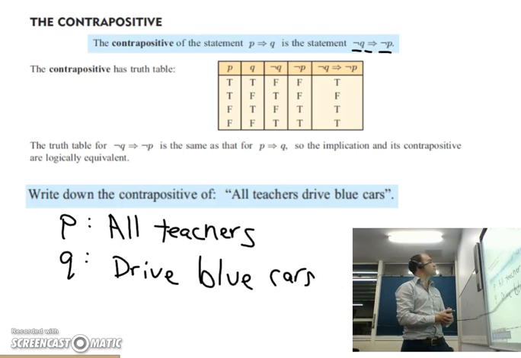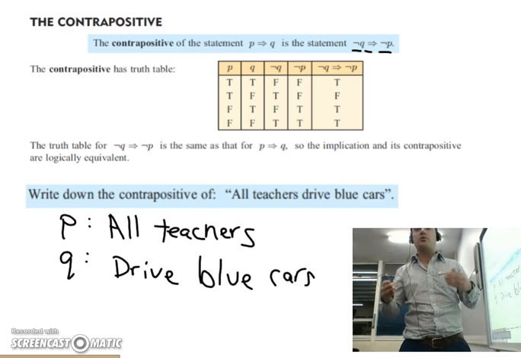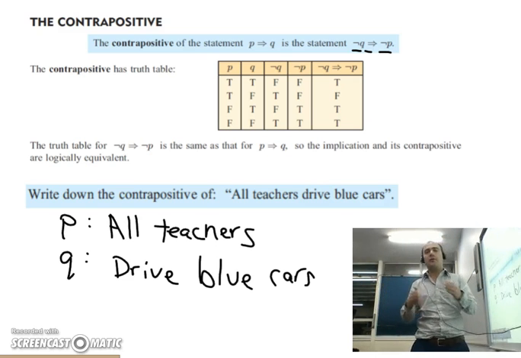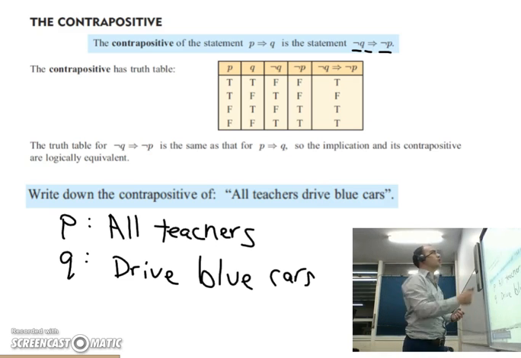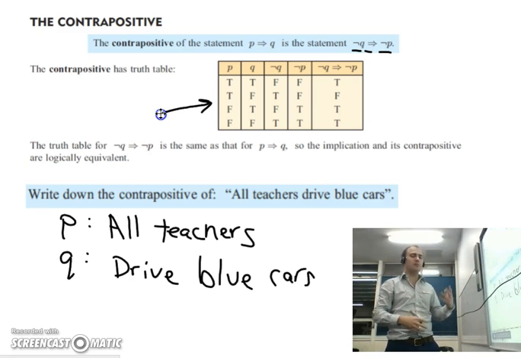Finally, we have the contrapositive. The contrapositive of a statement, if P then Q, is the statement if not Q, then not P. So it's that contrapositive. And again, you can use that same method to work out how that truth table is constructed if you're not provided with this example.